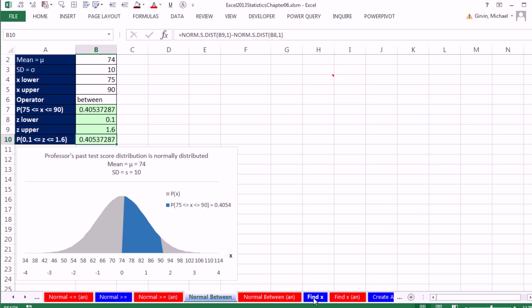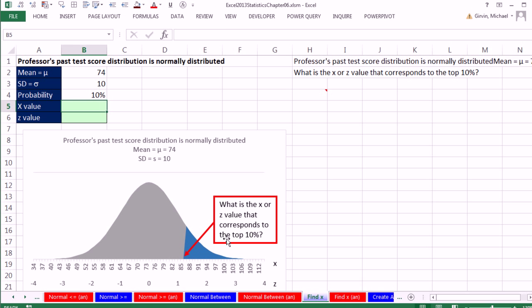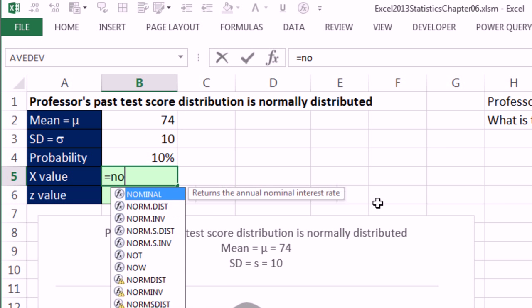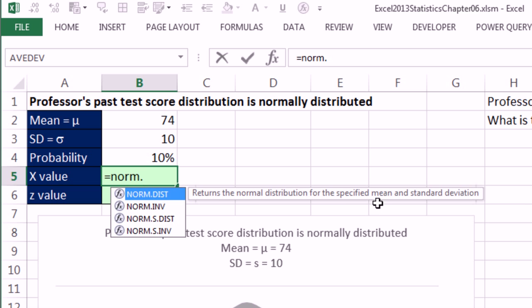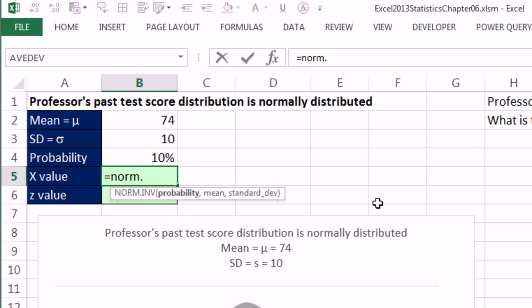Now let's go over to find x, because here's the deal. Sometimes we're not after the probability, we're after the x. We know the probability under the curve, 90% below, 10% above. There will be some hurdle that will divide this in two. So our mean is 74, standard deviation 10, and we want probability on the upper end of 10% equals NORM.INV, and its dot inverse. That will give us the x in this situation.